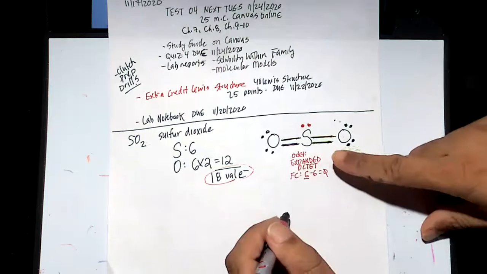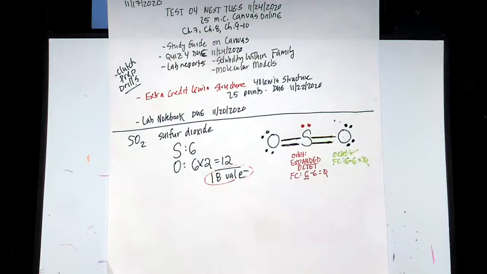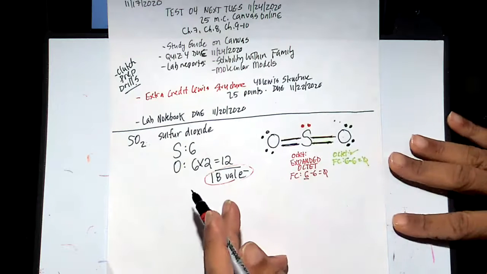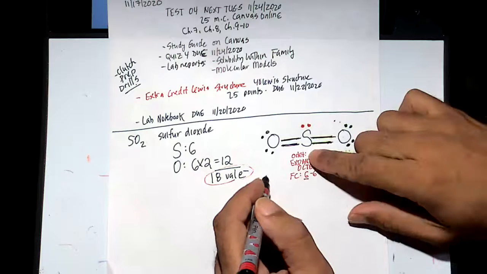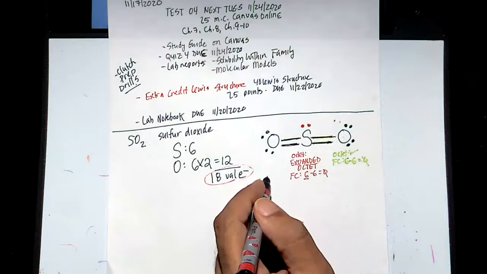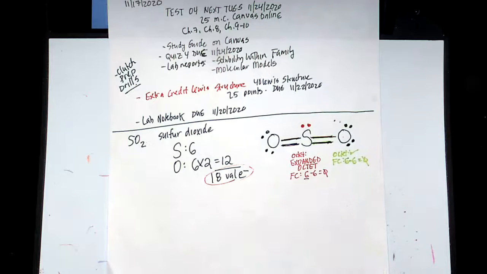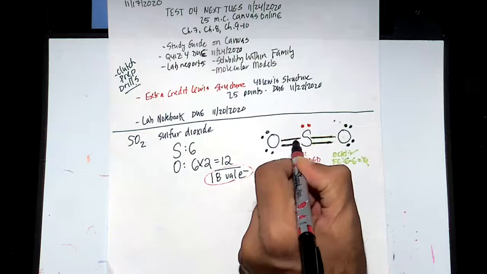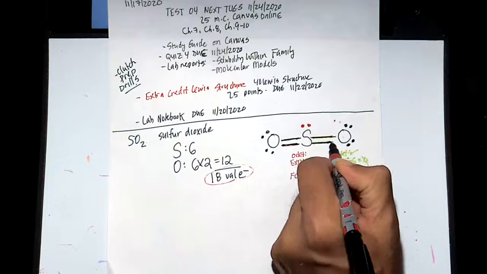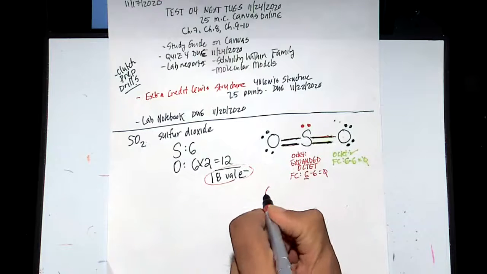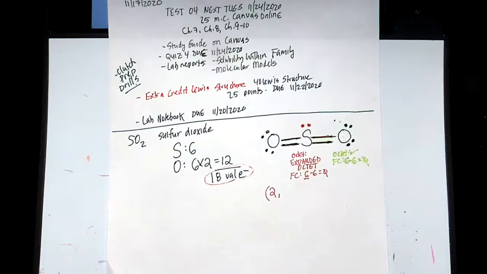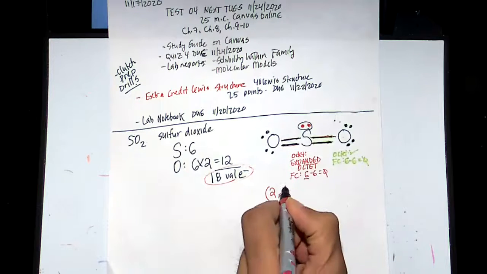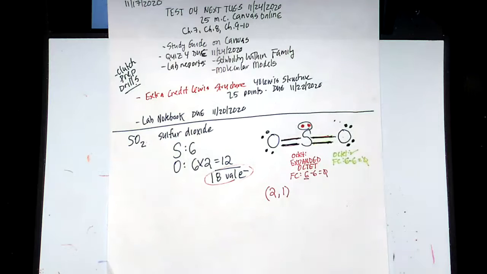All right, a couple of other things I want to tell you guys about. We're not done yet. Let's look at the center atom, the center sulfur. The center sulfur has two bonds, one double bond, our second double bond. So it has two bonds, and how many lone pairs? It has two bonds and one lone pair.